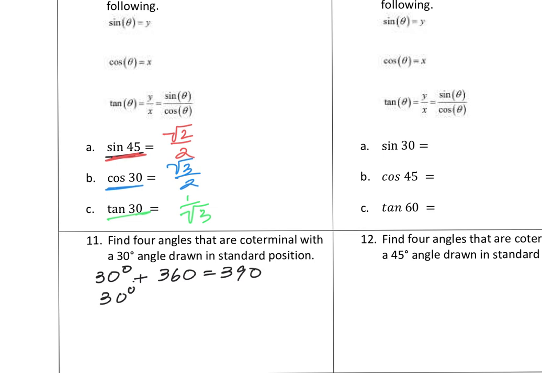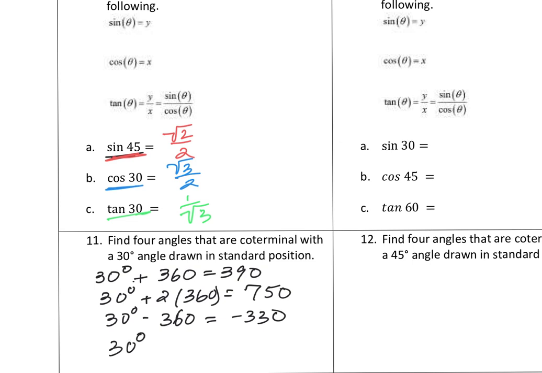I can take 30 degrees plus 2 times 360, and that will give me 720 plus 30, which is 750. This is like one of the problems we just did a little bit earlier. Then I can go in the negative direction and go 30 degrees minus 360. That means I'm going in the negative direction, and this will give me negative 330. And the last one will be 30 degrees minus 2 times 360.